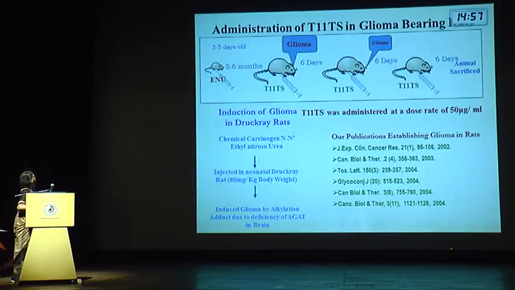Now, the model is induced by injecting rat PAP3 dose with chicken as a cylinder at a dose rate of 80 mg per kg body weight, and after 5 to 6 months, we get full dose gamma. And at that point, this is injected in the peritoneum at a dose rate of 50 mg per ml, and it is given in 3 doses at an interval of 6 weeks.